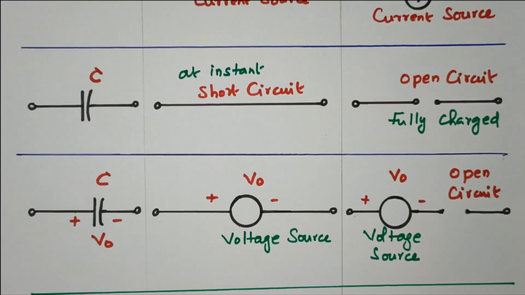Right. The capacitor acts as a short circuit. It will start charging. After fully charged under steady state, it acts as an open circuit. If voltage is already available, it acts as a voltage source. Under steady state, a voltage source in series with the open circuit.